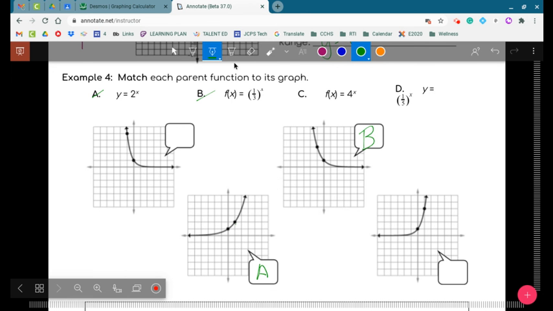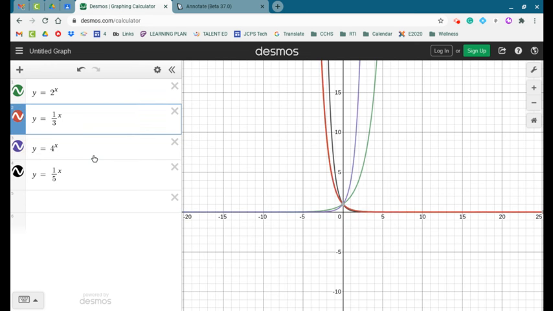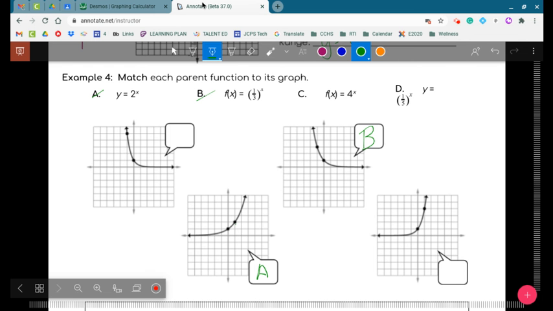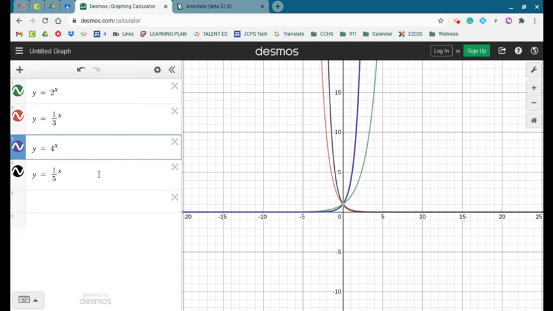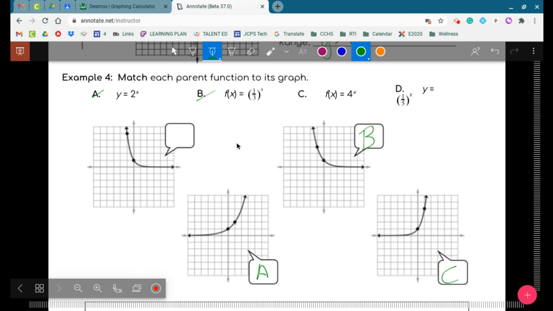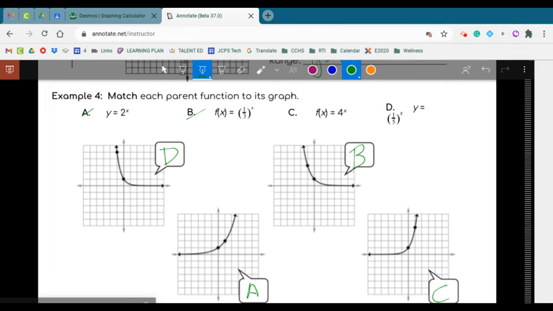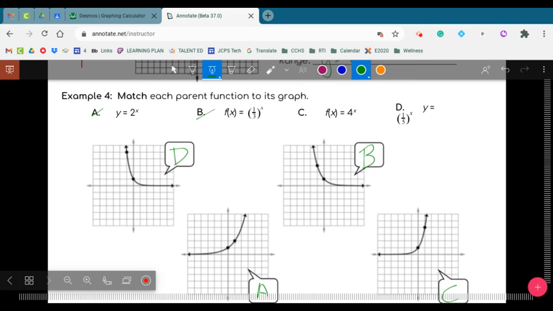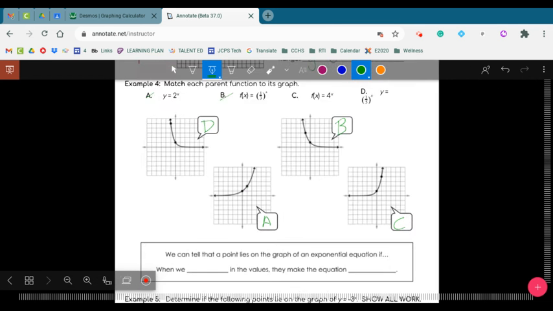Next one, 4 to the x. This one, I think, is the other growth one. So this one hits at 1, 4. This one also hits at 1, 4. So this one would be C. And then our last one, it should hit at -1, 5. So let's make sure. Our black one hits at -1, 5. So this one would be D. This one you're going to have to really utilize your calculator for. You can also graph this on your graphing calculator if you don't feel comfortable with Desmos.